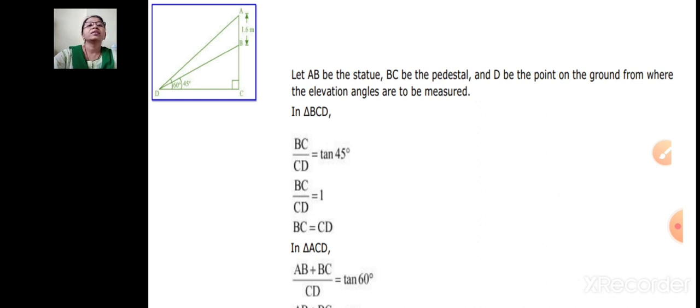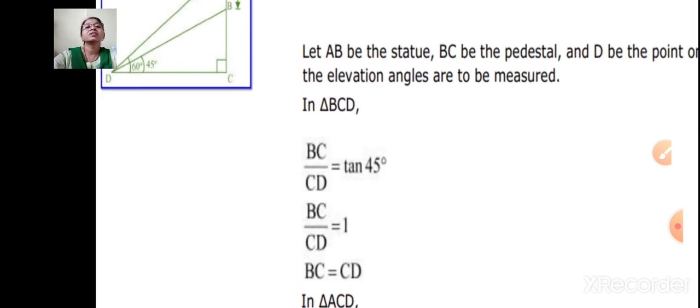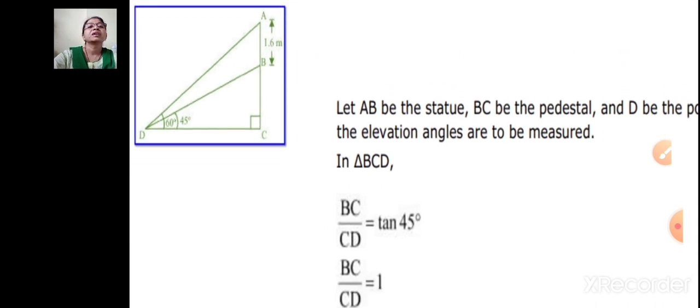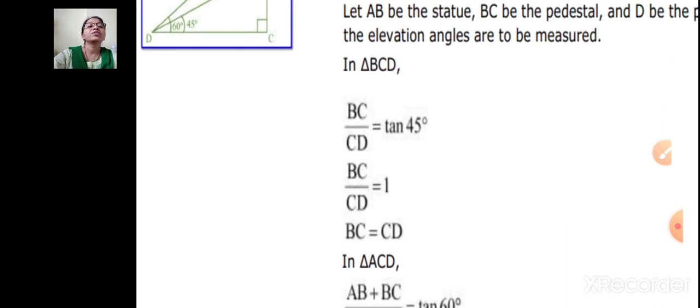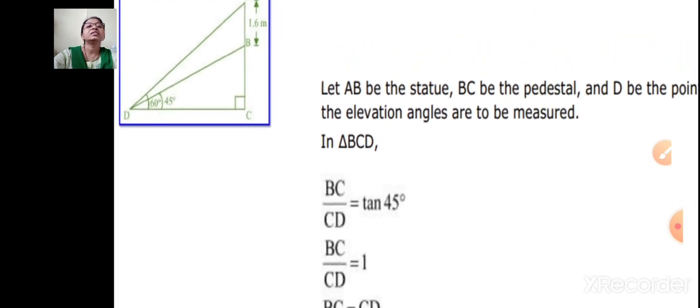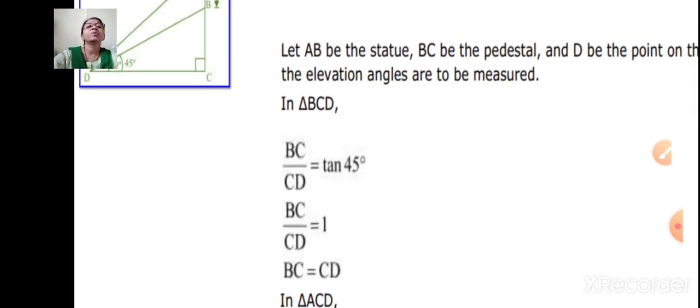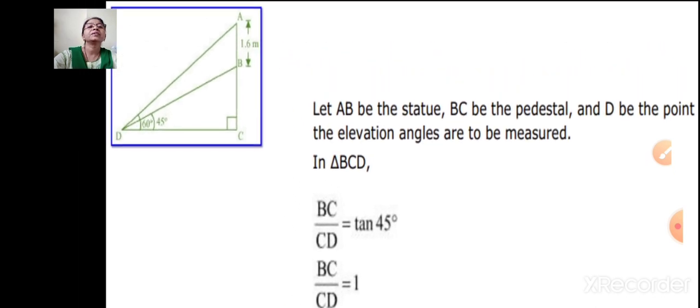Now in triangle BCD, see here, angle BCD. Yes, in triangle BCD, making an angle of elevation of 45 degree. So tan 45, opposite upon adjacent, that is BC upon CD. Now from that table, what is tan 45? Tan 45 is 1, right? Then cross multiply, you will get BC is equal to CD. See here, BC length is equal to CD length, right?